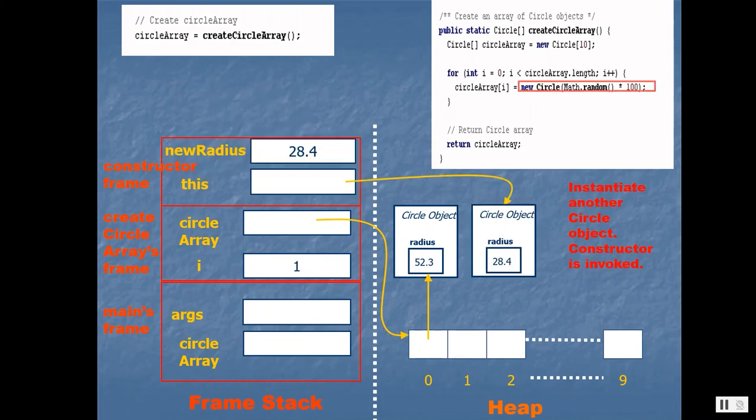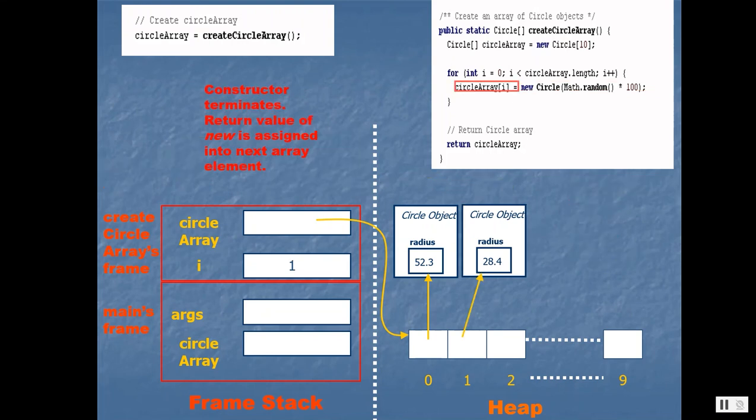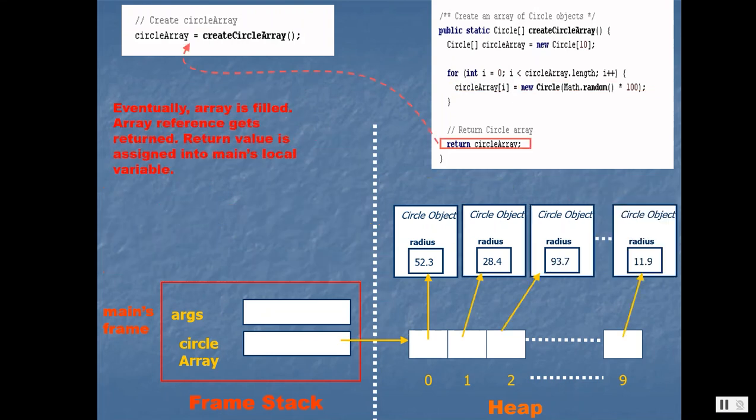And now another instance is created. And now element 1 is going to be pointing at that object. And then another one, and then another one, until eventually we have 10 elements of this array, each of which is a pointer to a circle object, each of which is a reference to a circle object. So in main, you have a reference to the array, and in each element of the array, you have references to individual circle objects, each with its own radius.